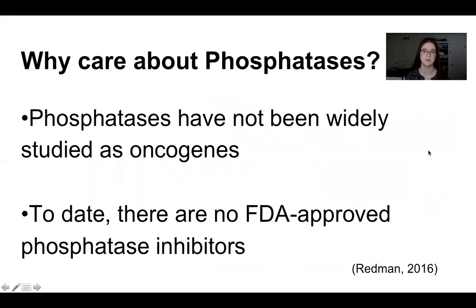So why should we care about phosphatases? Phosphatases have not been widely studied as oncogenes, meaning they have not been looked at as possible cancer targets. The reasoning for this is because phosphatases are generally thought to turn cell signaling pathways off rather than on like their kinase counterparts. To date, there are no FDA-approved phosphatase inhibitors because they have not been widely studied.